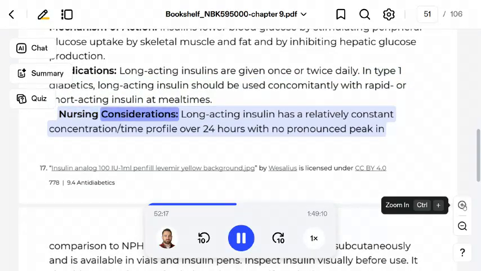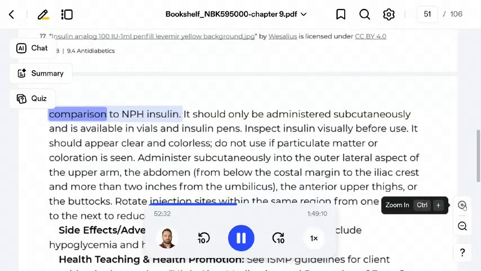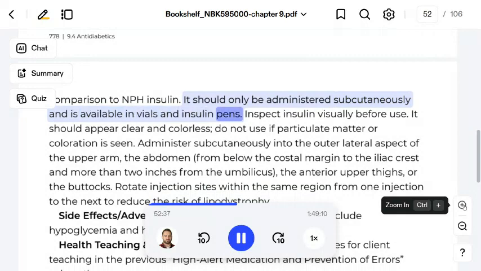Nursing considerations: long-acting insulin has a relatively constant concentration-time profile over 24 hours with no pronounced peak in comparison to NPH insulin. It should only be administered subcutaneously and is available in vials and insulin pens.